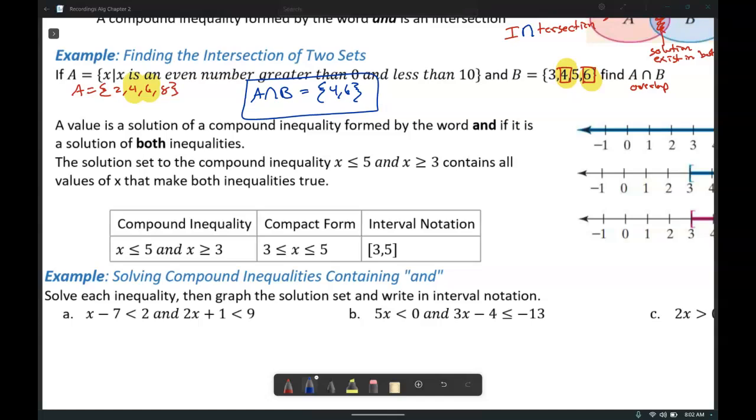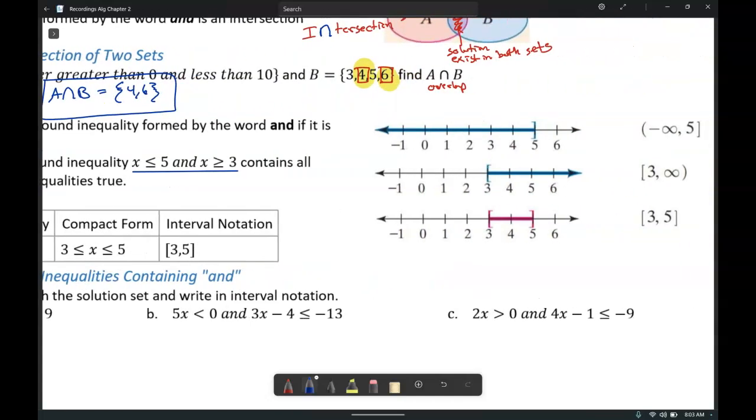A value is a solution of a compound inequality formed by the word "and" if it is a solution to both inequalities. So given the compound inequality x ≤ 5 and x ≥ 3, we want to find the solution set of all the values that make both inequalities true. One of the easiest ways is to visualize this and look at the graph of both of these inequalities and compare them.